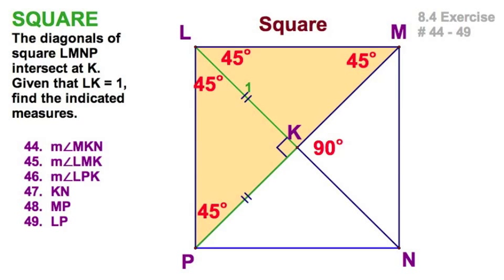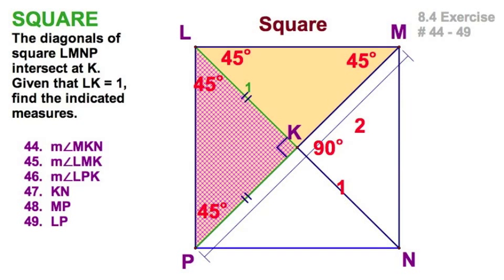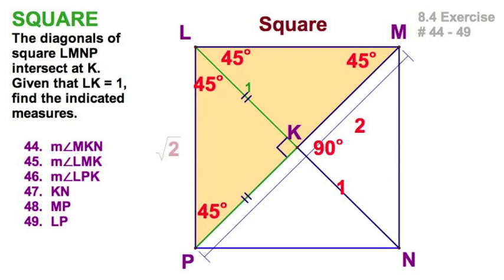KN, well, let's see. KN must, if LK is 1, KN is also 1. And the opposite diagonal must be, well, congruent. So this one must be 2. Whoops. And when I say that, that's MP, that opposite diagonal. Now LP itself, finally a side. Let's look at this as a 45, 45, 90 triangle. Ratio of the sides, 1, 1, and yes, you remember, radical 2. So, easy.